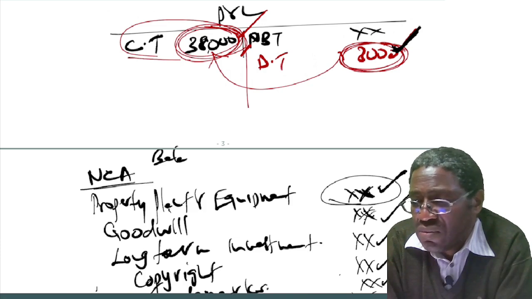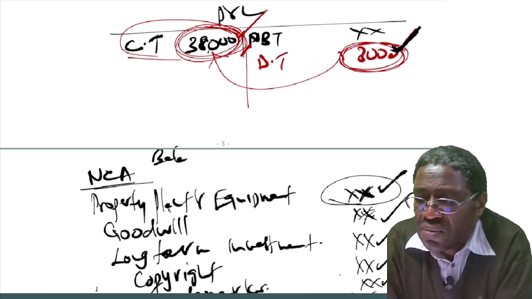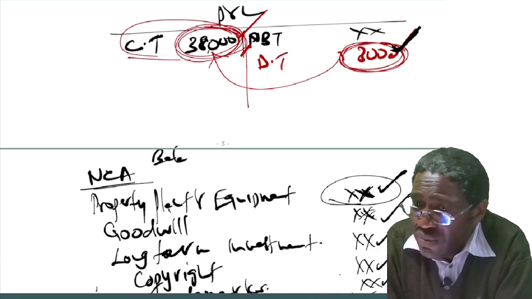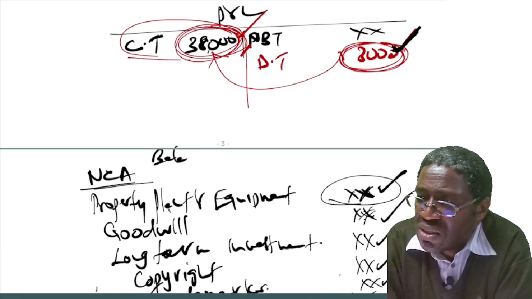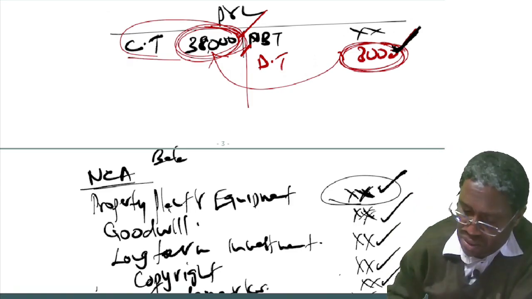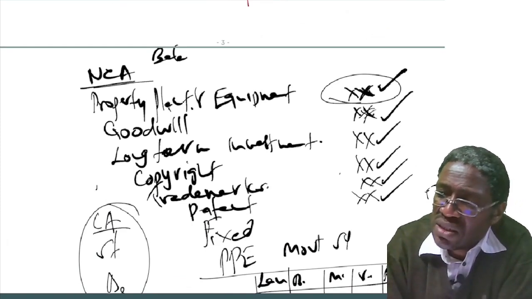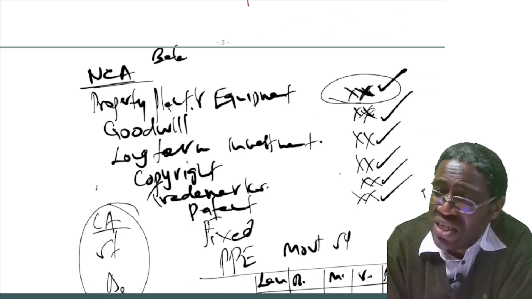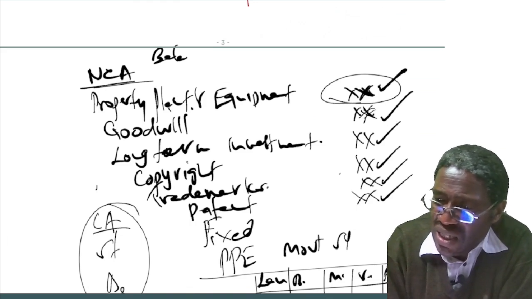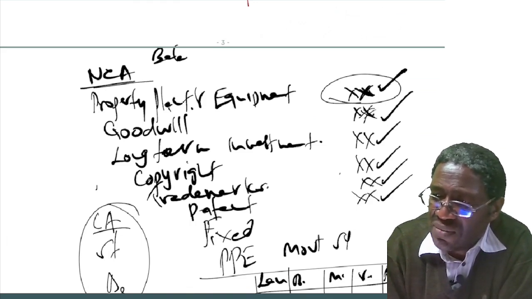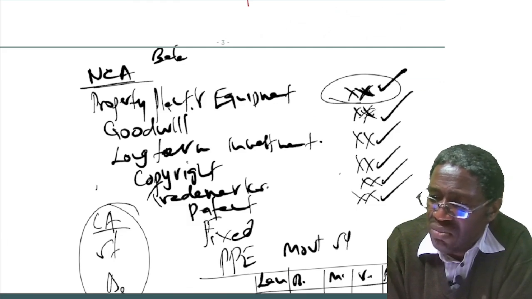For example, goodwill, long-term investments, copyright, trademarks, patents, and any other intangible assets.